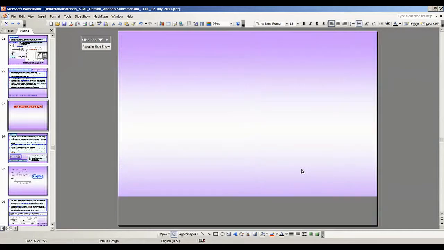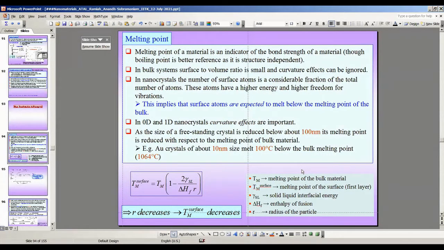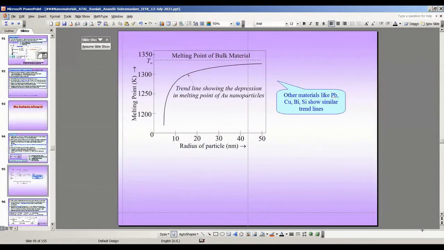Now, next comes the melting point. This is another important thing which happens when you reduce the size of the particle. When you reduce the size, you expect typically that the surface sometimes shows what is called a pre-melting phenomenon. That means it melts below the bulk melting point. But when you reduce the particle size, and if you reduce the gold crystal, for instance, to 10 nanometer size, it melts 100 degrees below the bulk melting point.